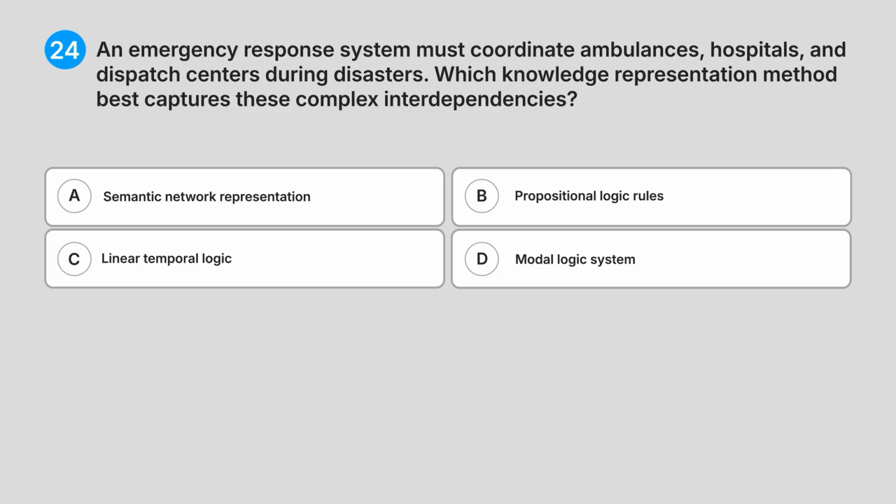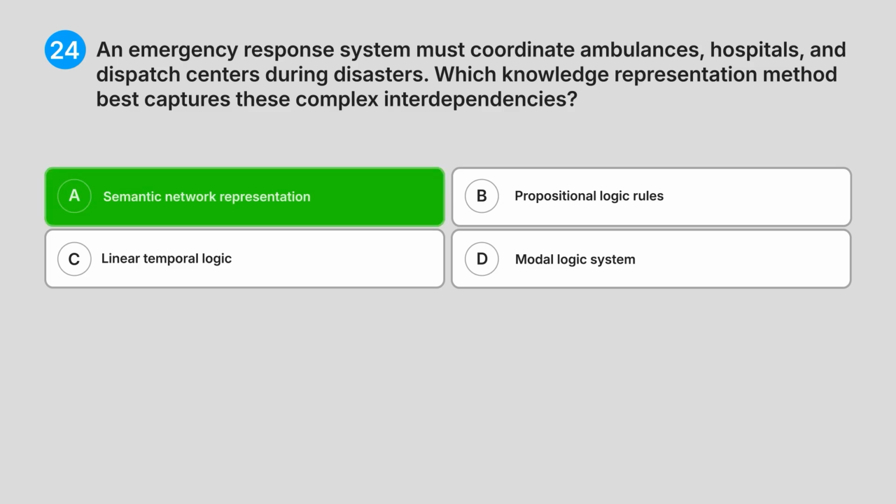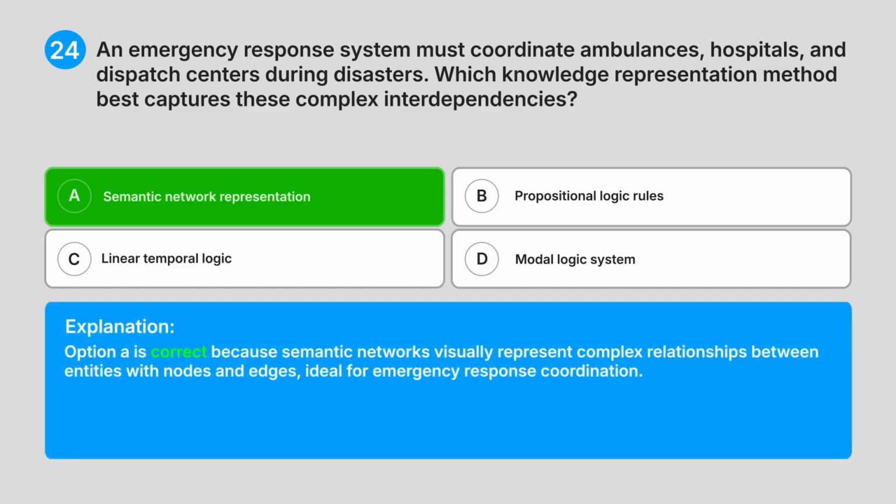Correct answer, A. Semantic network representation. Explanation: Option A is correct because semantic networks visually represent complex relationships between entities with nodes and edges, ideal for emergency response coordination.